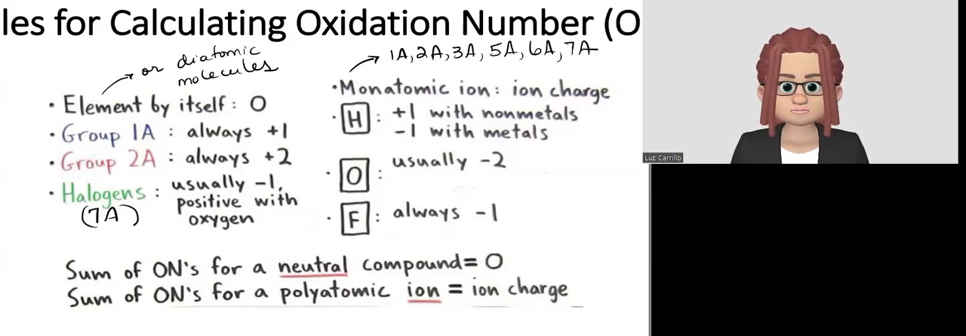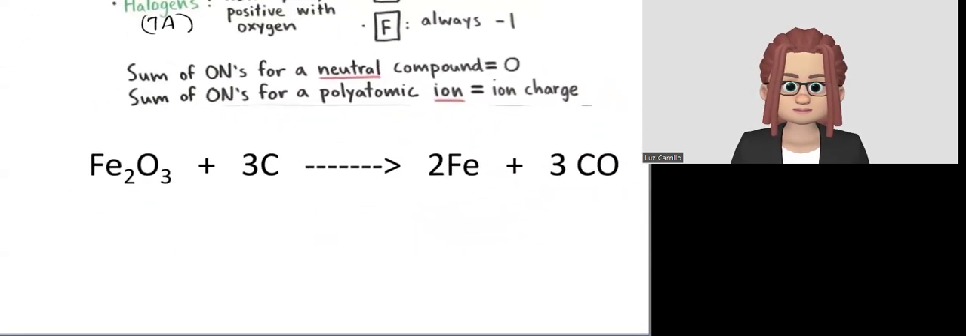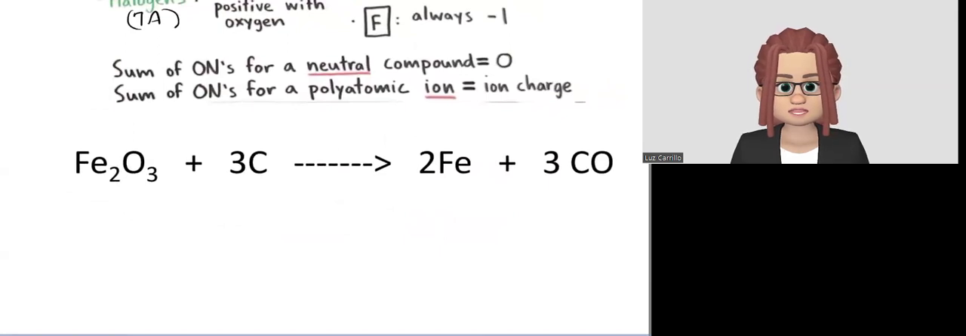Lastly, the sum of oxidation numbers for a neutral compound is always 0, while the sum of oxidation numbers for a polyatomic ion is going to be the ion charge. After the discussion of all these rules, let's actually put them into practice. We have the following reaction. Iron 3 oxide combines with carbon to make iron and carbon monoxide.